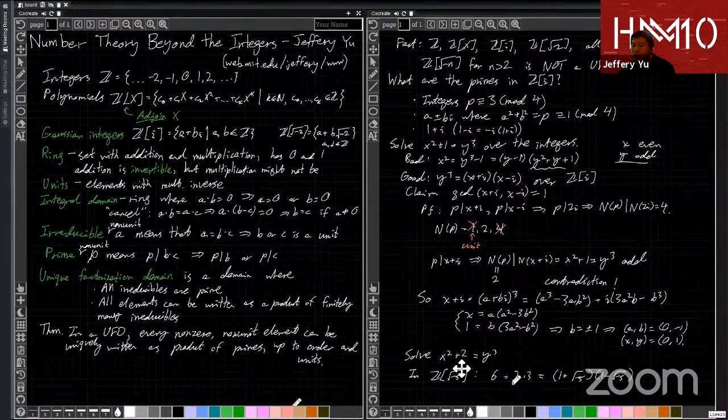And you can check that these are not associates of each other, right? Multiplying by units in one of these doesn't give you the other one. And you can also check that each of these is a prime element in the ring. So here unique factorization fails, and because you can get the counterexample of that, you can produce an irreducible that's not a prime.